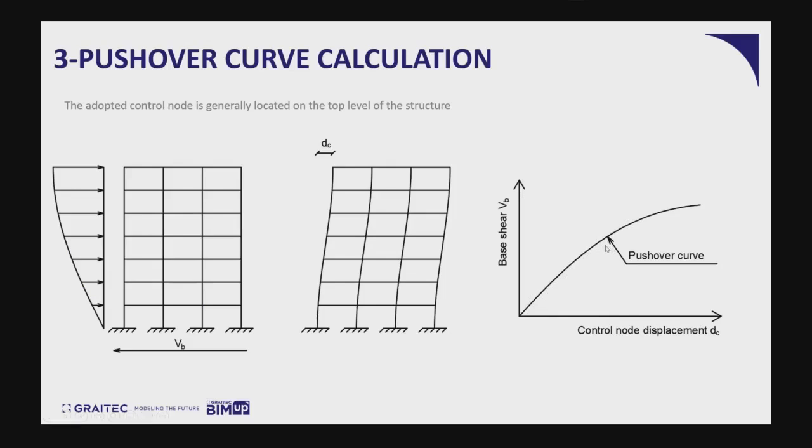Generally, we keep pushing the structure until reaching a certain preset base shear value, or until we have a collapse of the structure. In this way, we stop the analysis. We cannot go any further. Now, the pushover curve represents the structural capacity in resisting lateral forces.